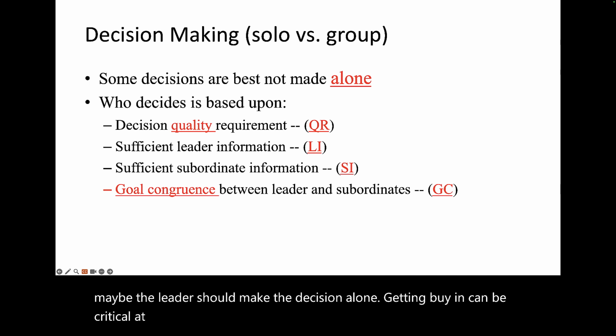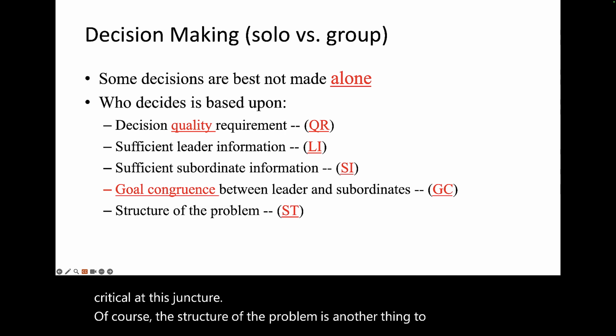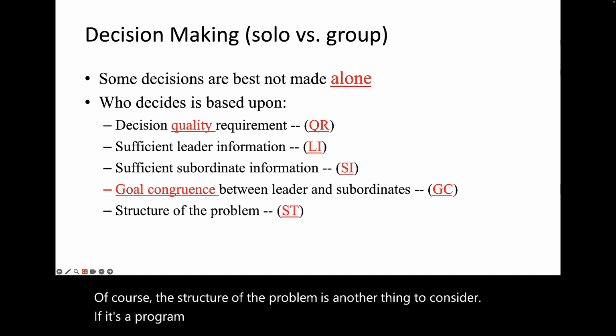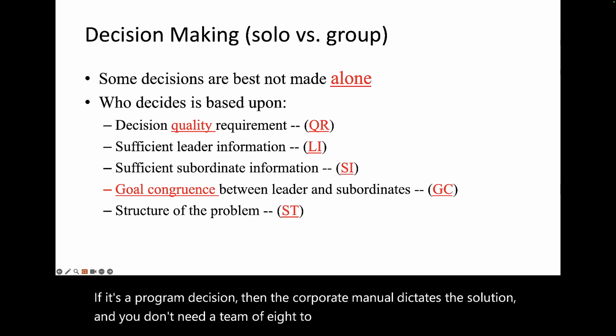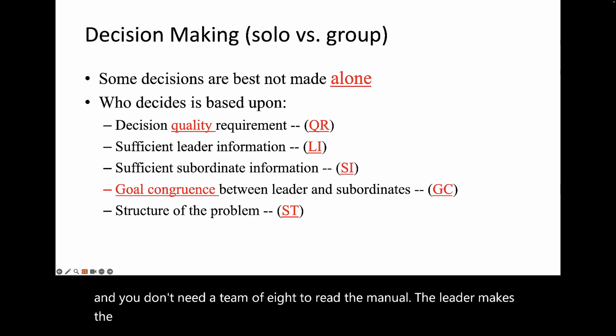If it's a programmed decision, then the corporate manual dictates the solution, and you don't need a team of 8 to read the manual. The leader makes the decision alone when it is programmed, but involves others when it is non-programmed. Let's move on.